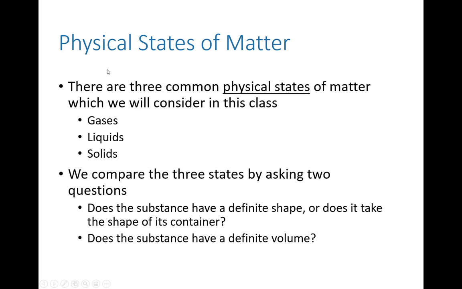Now, matter is going to come in one of three common physical states. There are technically four, but we're only going to focus on three. And they are gases, liquids, and solids. In trying to understand and differentiate between these three, what we're going to do is ask ourselves two questions about each of these. So the first question is, does this substance have a definite shape, or does it take the shape of its container? So imagine if you put something in a box, does it take the shape of that box, or does it just maintain its shape?